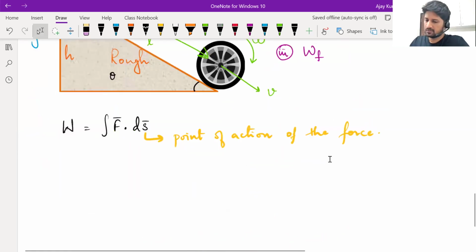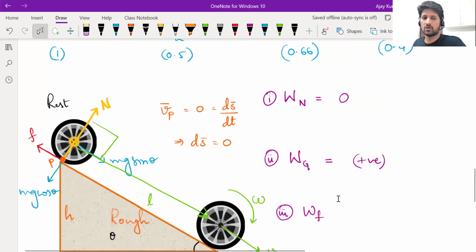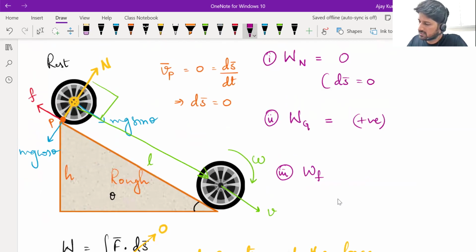Therefore, whether you want to calculate work done by normal force or friction, in both those calculations ds is 0, so work done by both of them is 0. Friction does not do negative work as the object rolls down. Work done by normal force is 0 because ds is 0, not because force and displacement are perpendicular. Next, work done by friction is 0 for the same reason, because the displacement of the point of action of the force is 0.